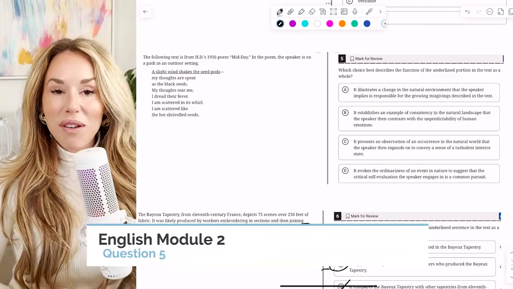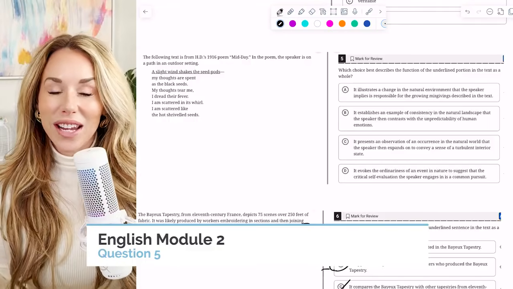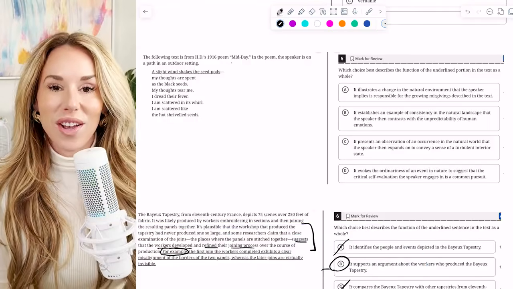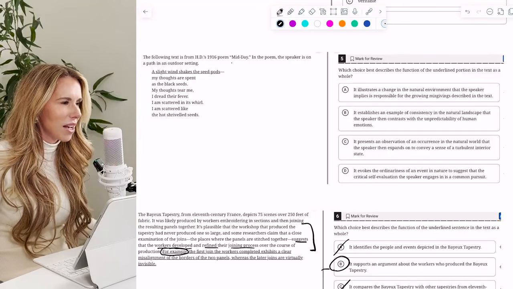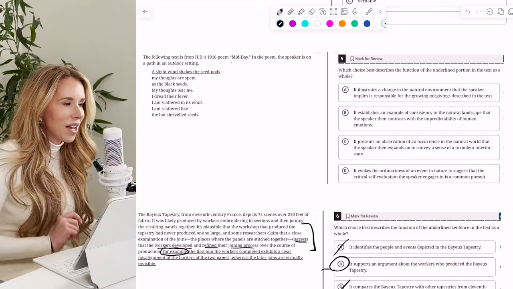All right, we have a poem, which I was wondering if they were doing away with poems. And then I saw this on test 7, and I guess they're not, which was nice to see, maybe. I don't know. A lot of you guys hate poems, so maybe not.